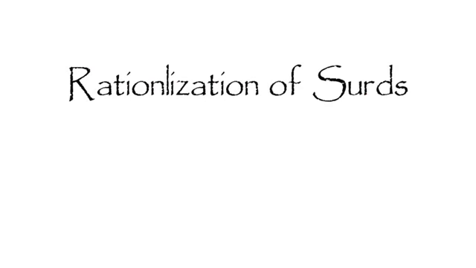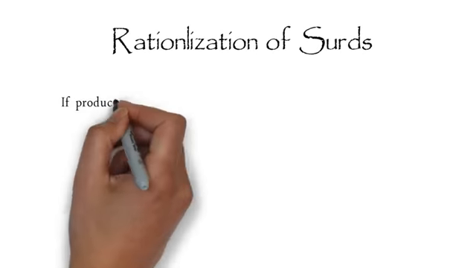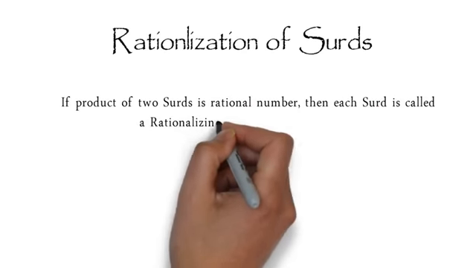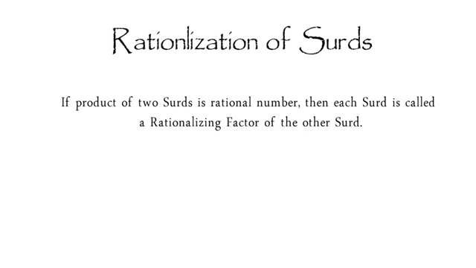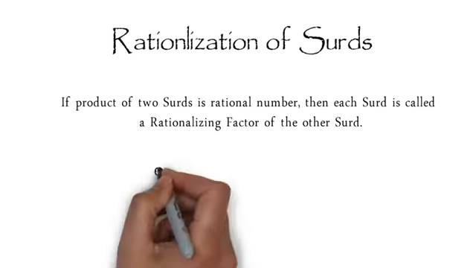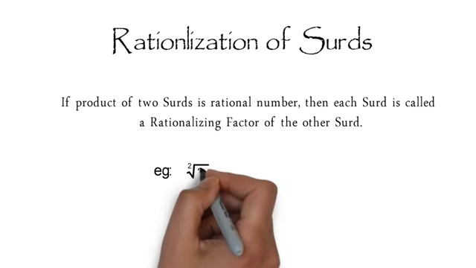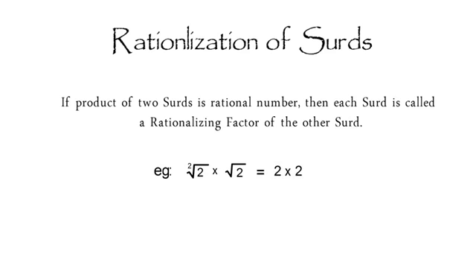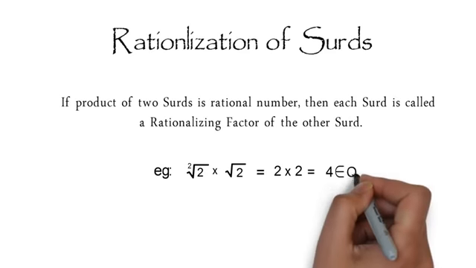Rationalization of surds. If the product of two surds is a rational number, then each surd is called a rationalizing factor of the other surd. For example, 2 root 2 into root 2 is equal to 2 into 2, which is equal to 4, which is a rational number, and hence 4 belongs to Q.